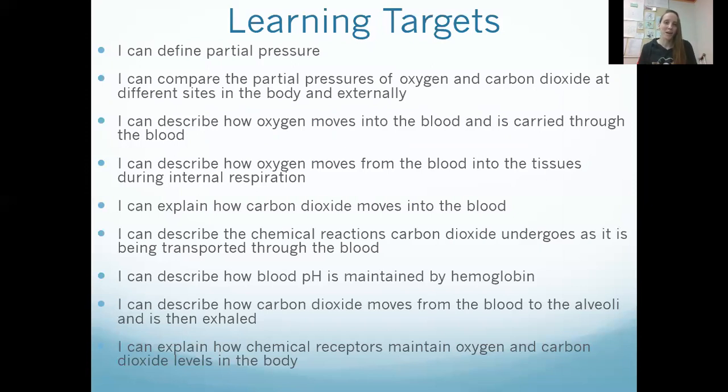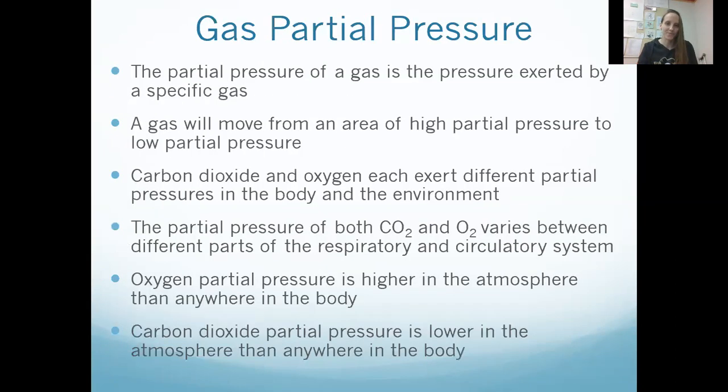We're going to talk about how oxygen is carried through the blood, as well as how internal respiration works and how carbon dioxide is transported through the blood. We'll briefly touch on how your blood pH is maintained, as well as how carbon dioxide and oxygen levels are maintained in the body. So the partial pressure of a gas is just the pressure that a gas exerts.